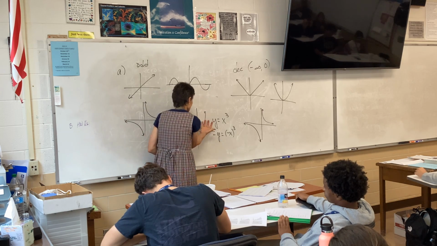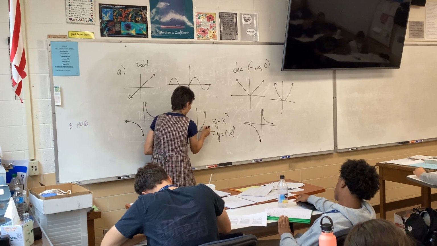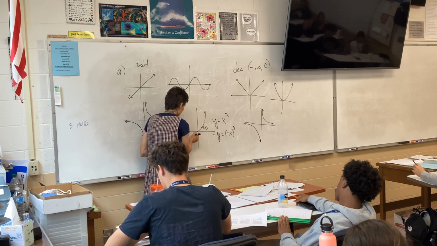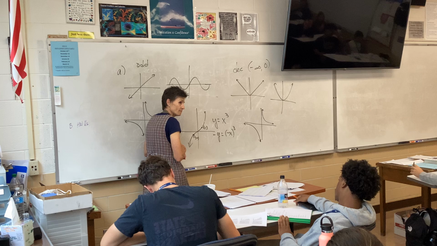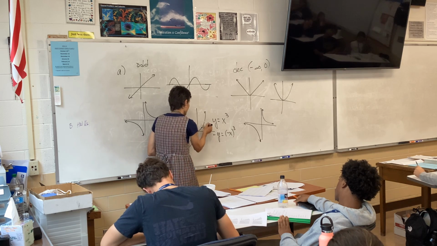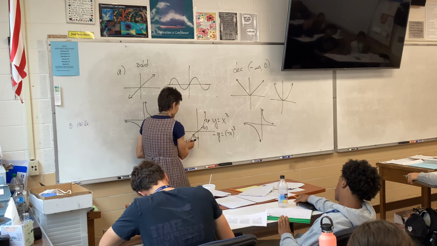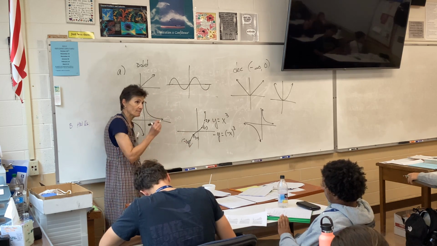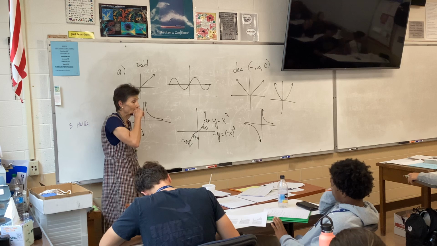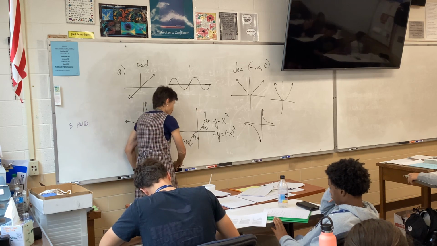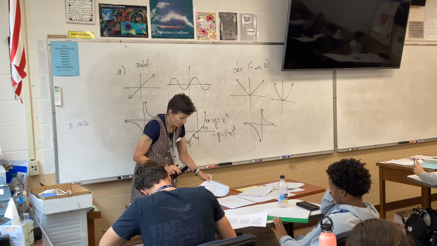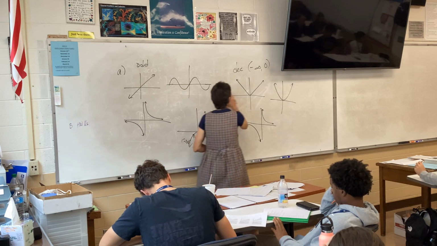If you take this, okay, so this is the point 1 comma 1. This is the point negative 1 comma negative 1. This is the point 2 comma 8. This will be the point negative 2 comma negative 8. It has symmetry across the origin. Okay, good.